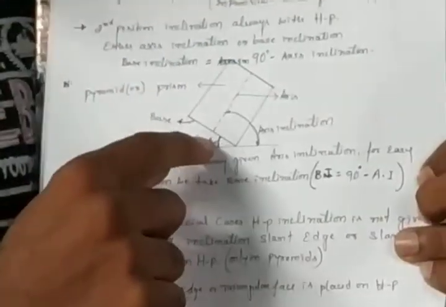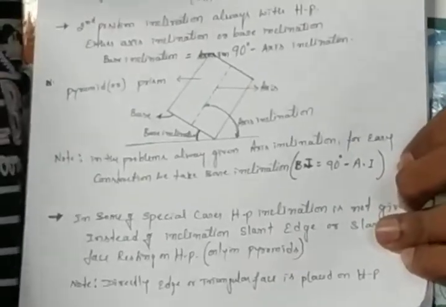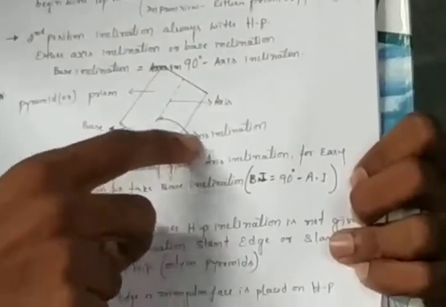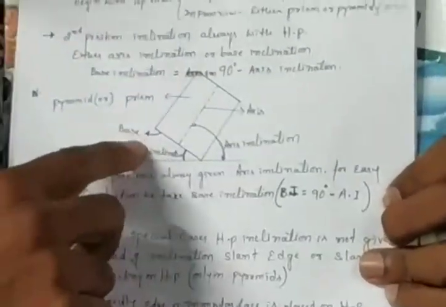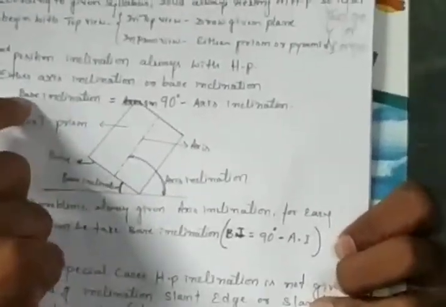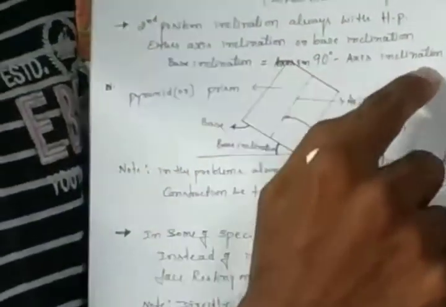So either that inclination is given in terms of axis inclination or base inclination. Always in the problem they give the axis inclined to HP at a certain angle, somewhat 20, 30, 40 or 50. But here, if you give an axis inclination, it is easy to use base inclination, so you have to convert that axis inclination to base inclination. If you want to find the base inclination, we have to follow this equation: base inclination is equal to 90 degrees minus axis inclination.